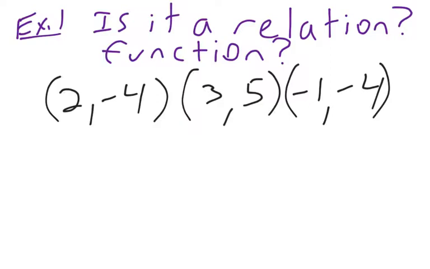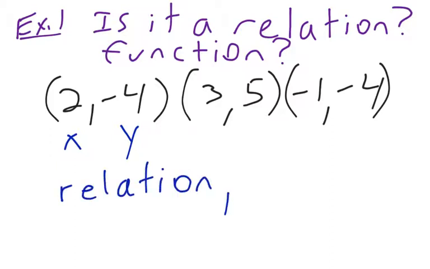Alright, so for it to be a relation, it just needs to relate x to y. Well, these are ordered pairs, so x is related to y, so I'm going to say yeah, it is a relation. And now to determine if it's a function, functions don't go back to their x. That's not functional.